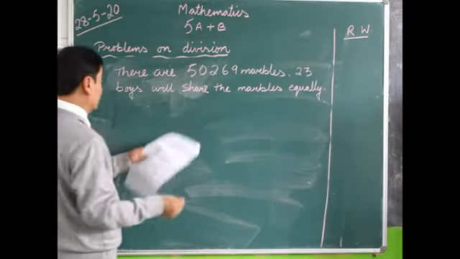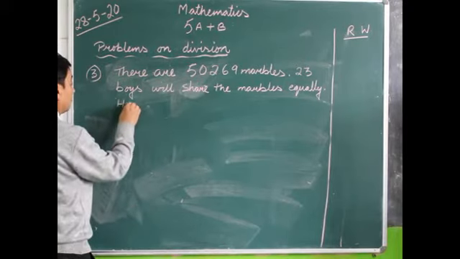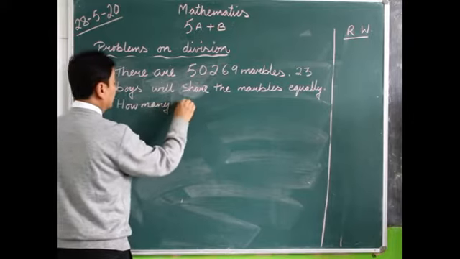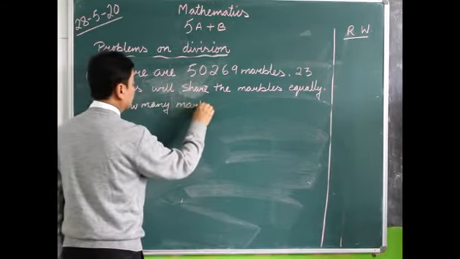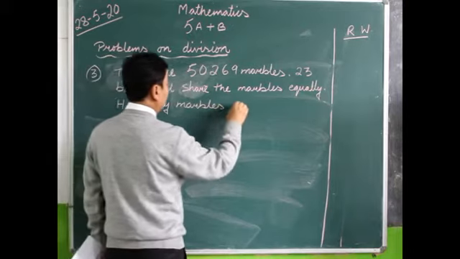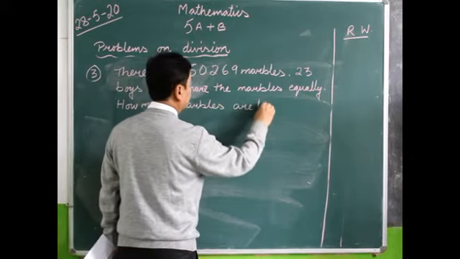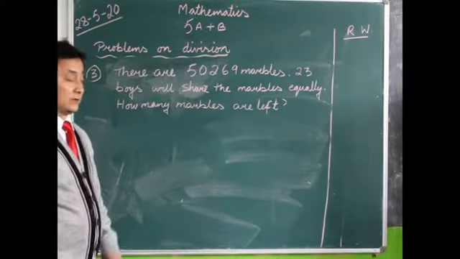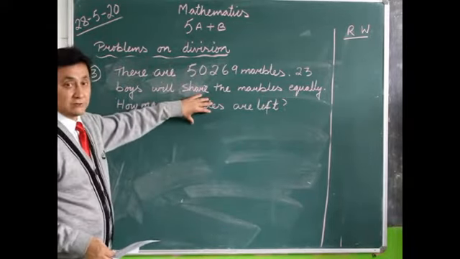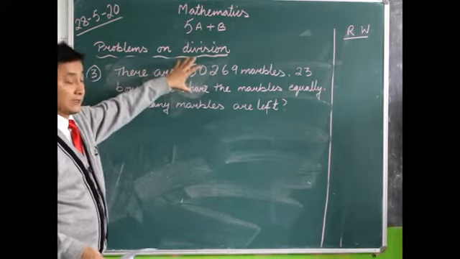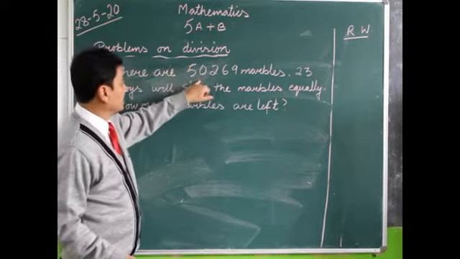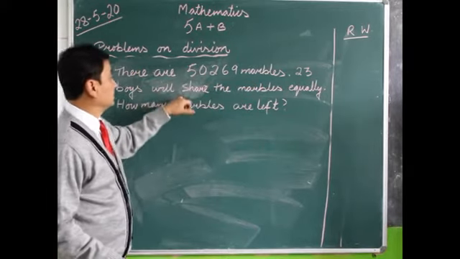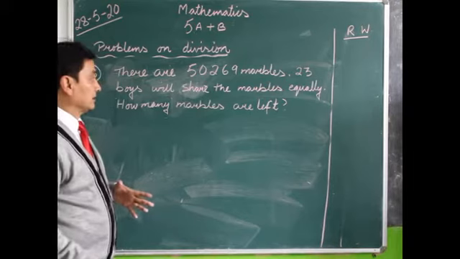And now the question. How many marbles are left? Okay? So, let's not read the third part of the question. Let's read only the first two to make the statements. There are 50,269 marbles. 23 boys will share the marbles equally.